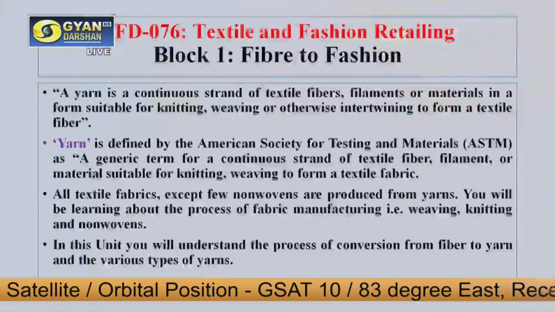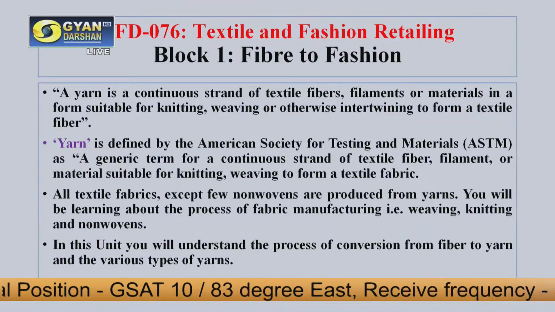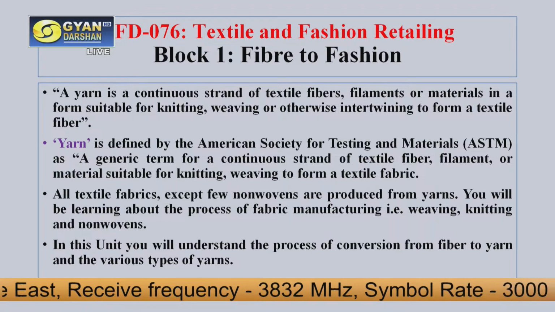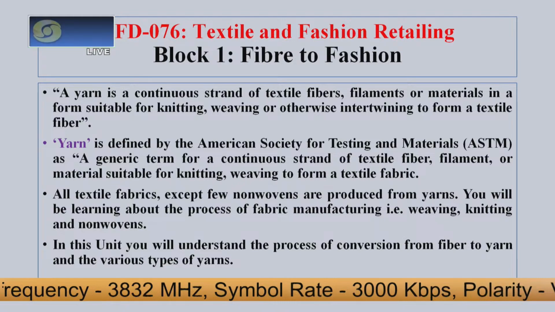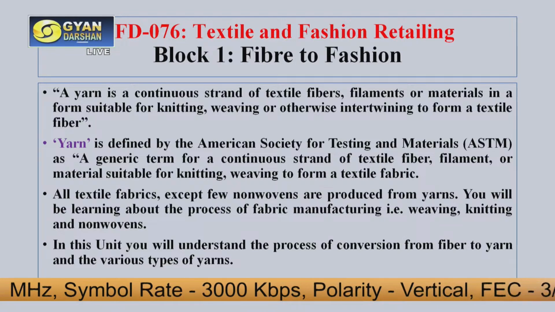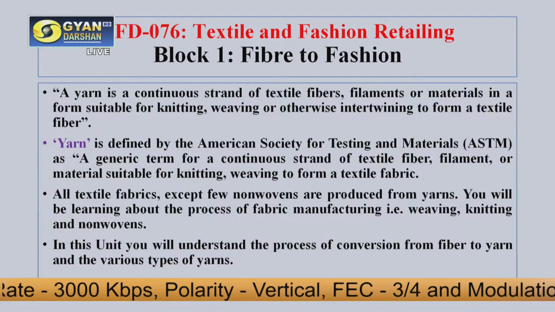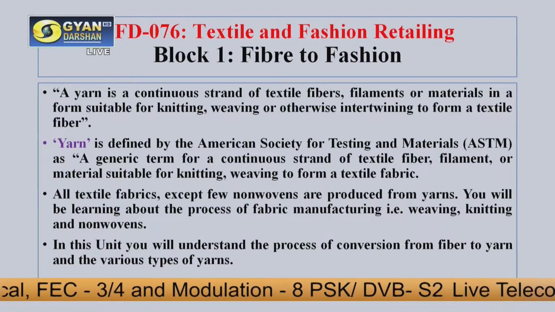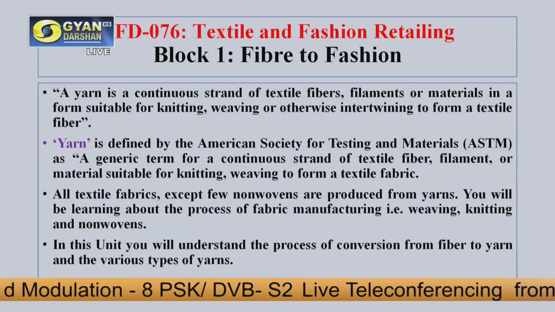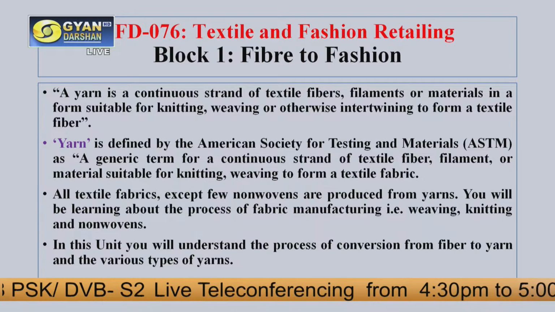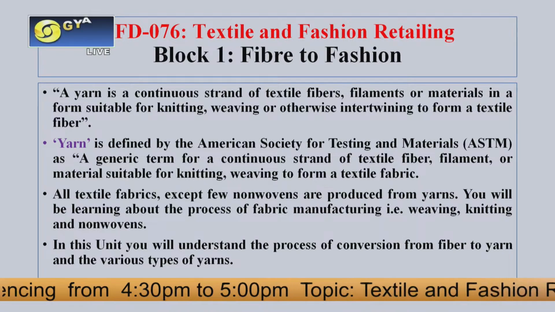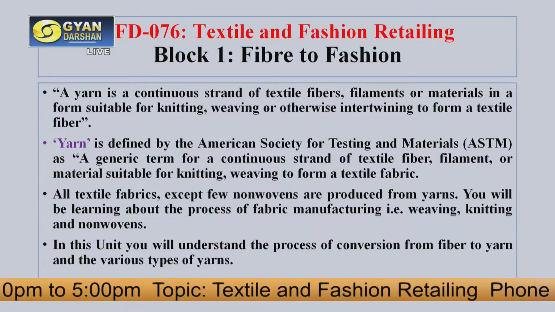So yarn, we can say, is a continuous strand of textile fiber, filament or material in a form suitable for knitting, weaving or otherwise intertwining to form a textile fabric. As defined by the American Society for Testing and Materials, yarn is a generic term for a continuous strand of textile fiber, filament or material which is suitable for knitting or weaving to form a textile fabric.